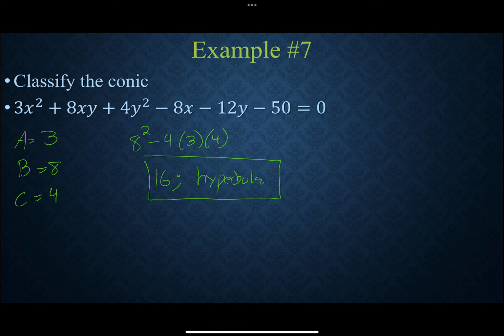All right, so that's it for our conic equations. Next up, Unit 9, we're going to talk about matrices and how we can use those to solve systems of equations for the most part.